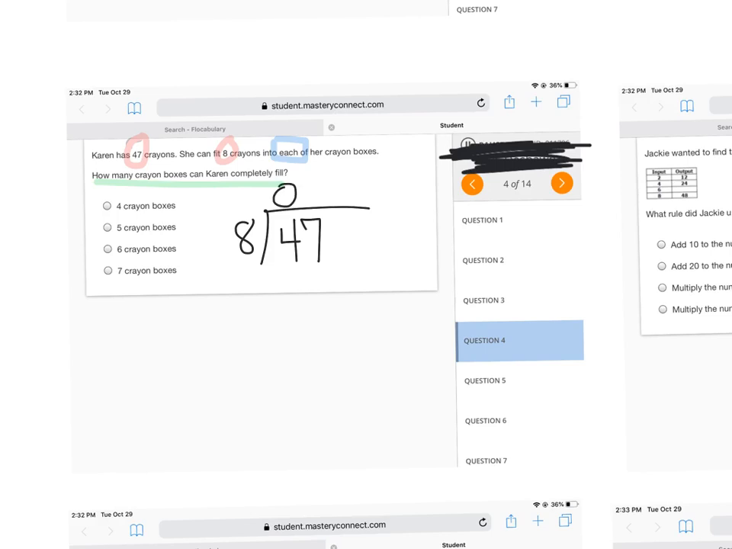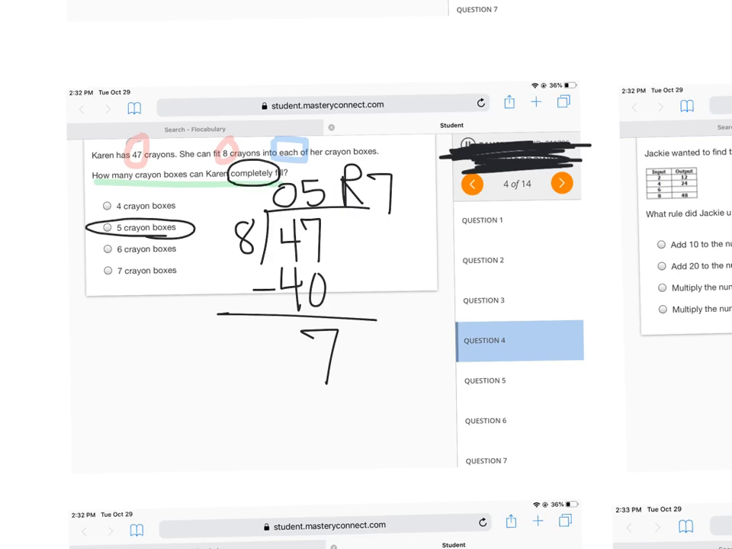8 will go into 4 0 times, so then I'm going to look at 47. 8 will go into 47 5 times, which will be 40. I'm going to subtract. 8 will go into 7 no times, so that leaves me a remainder of 7. So the question asks how many she can completely fill. So she can only completely fill 5 crayon boxes, because if she tried to fill a 6th, it would be missing 1 crayon, because we only have a remainder of 7.